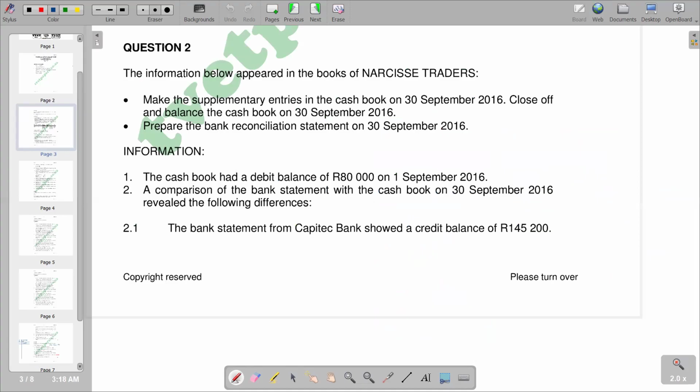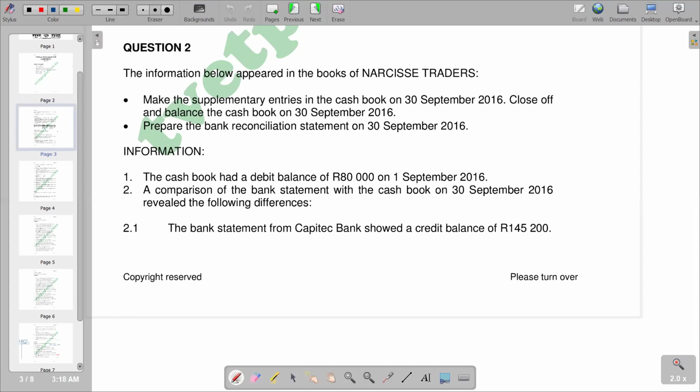According to our question, the information below appeared in the books of Narcissus Traders. First point, make the supplementary entries in the cash book on 30 September 2016. Cross off and balance the cash book. You have to balance the cash book at the end of the period. Second point reads: prepare the bank reconciliation statement on 30 September 2016. So basically, this is the information given.